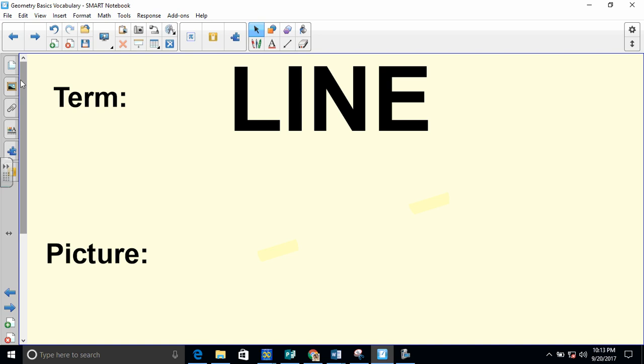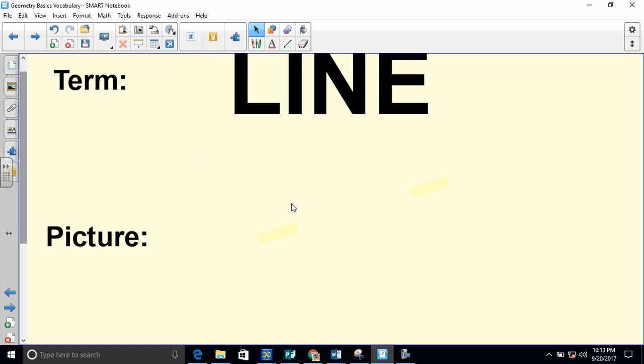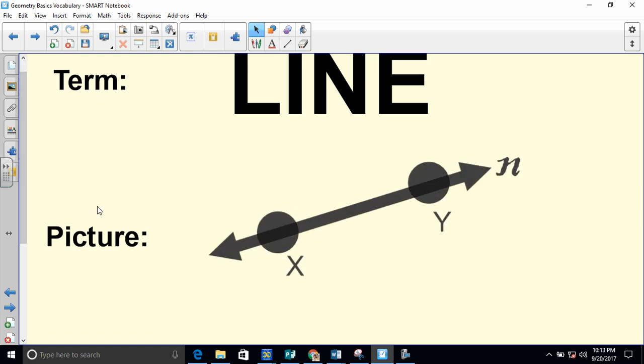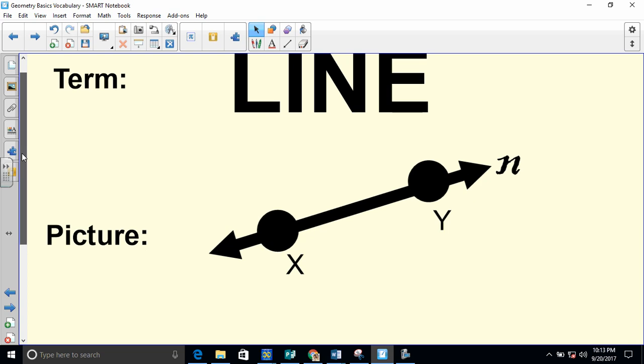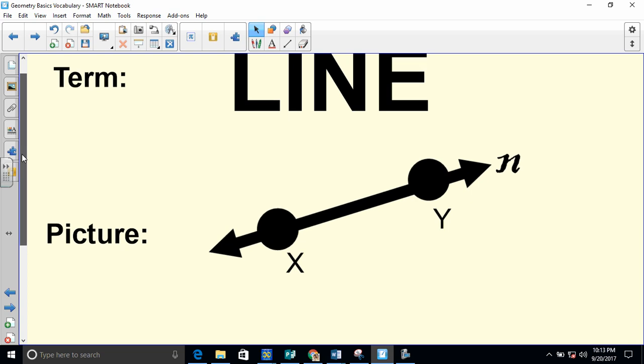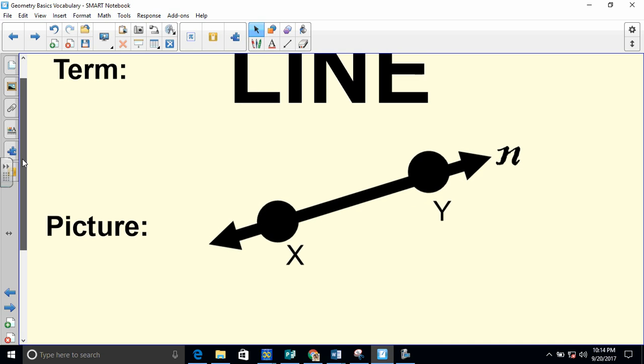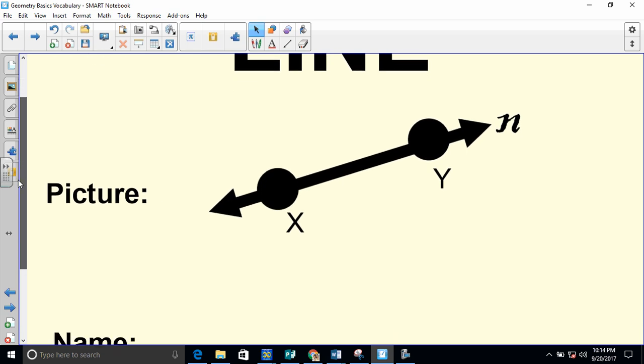Our next term is a line. A line is a straight edge that goes on forever in both directions. That's why there are two different arrowheads on each side. Even though this line shows 2 points, a line is actually made up of an infinite number of points.